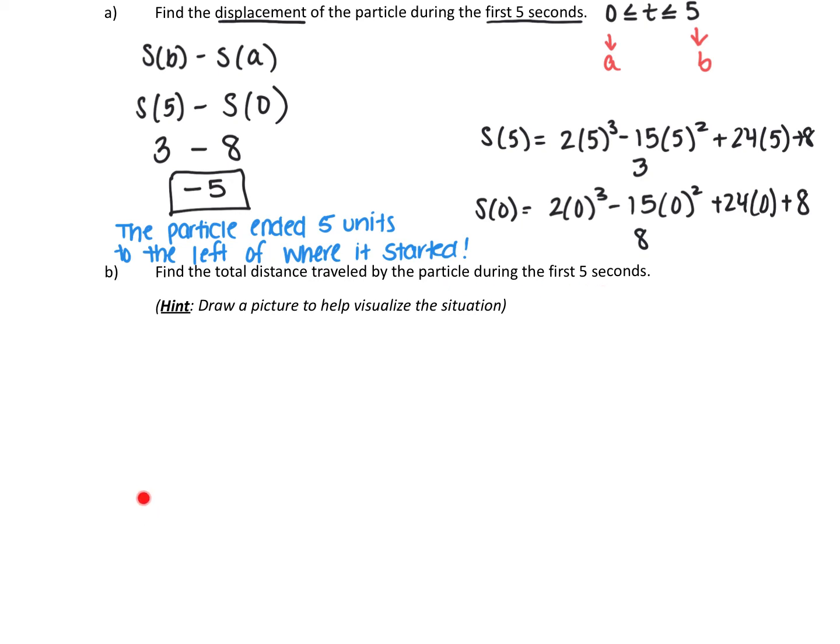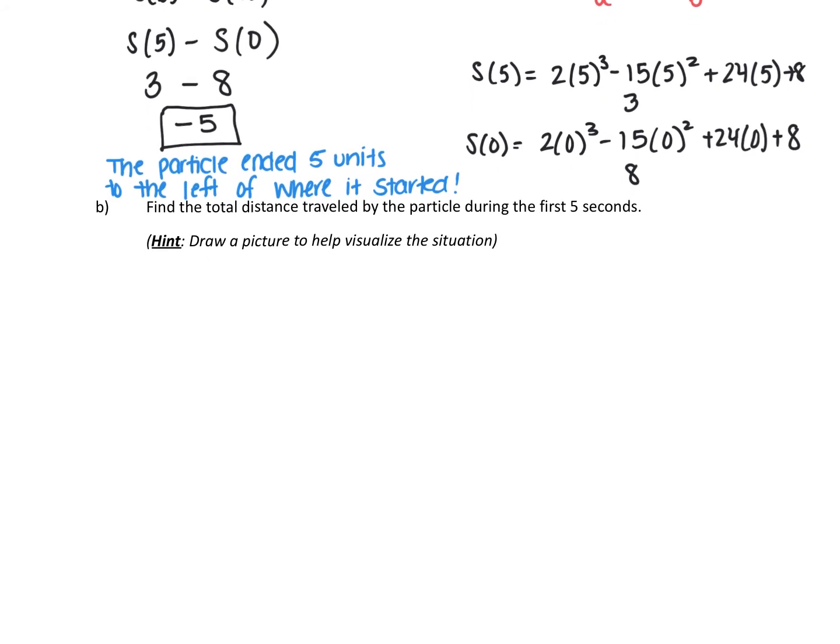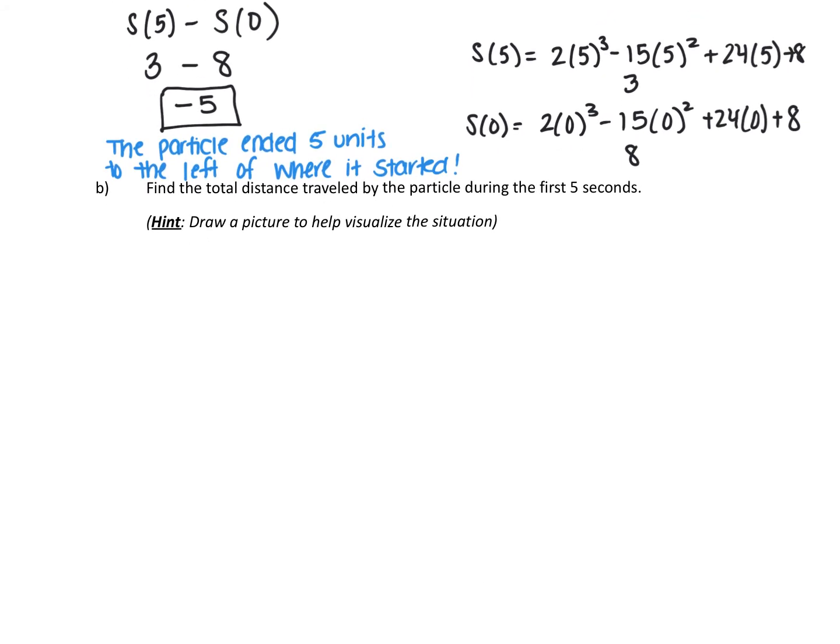So we need to find the distance that this thing traveled. So in order to do that, we have to do something first. We need to find where the particle is moving left and where the particle is moving right. So we first need to find where v of t is equal to 0. So we need to take the derivative of s of t. So if you want, I can write s of t one more time. So s of t is 2t to the third minus 15t squared plus 24t plus 8.